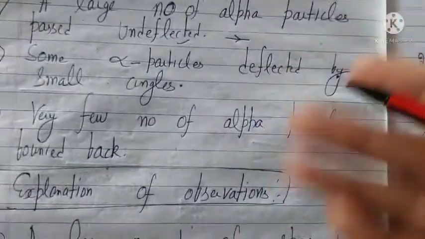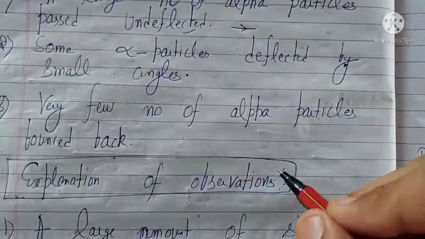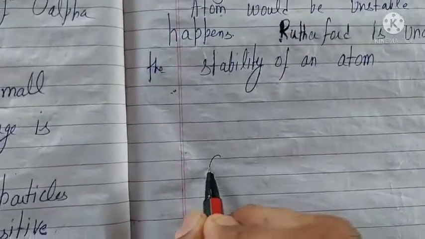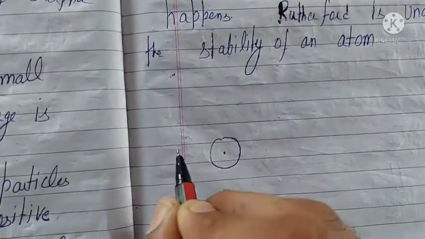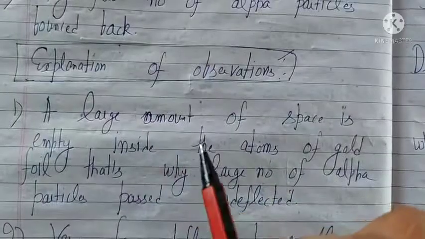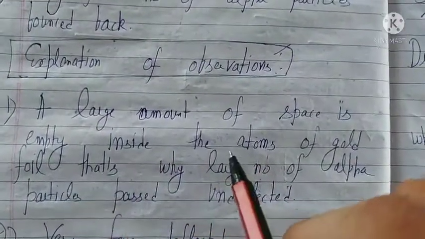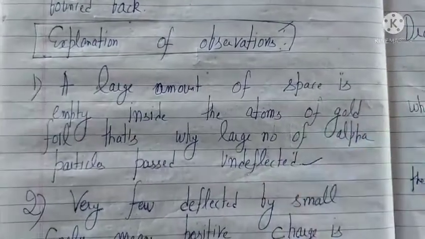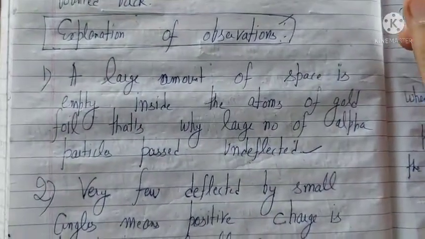Why have these observations happened? Now we will explain these observations. That means gold foil has atoms, and these atoms have large vacant spaces in between. That means a large amount of space is empty inside the atom of gold foil. That's why a large number of alpha particles passed undeflected. They have not suffered any kind of deflection.